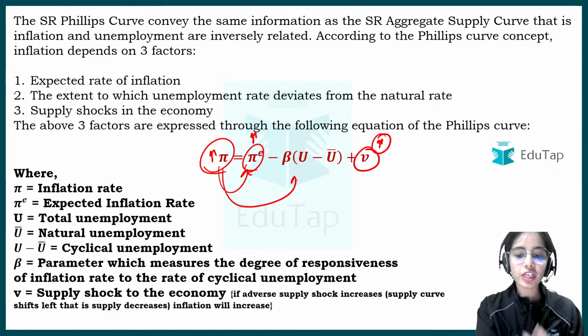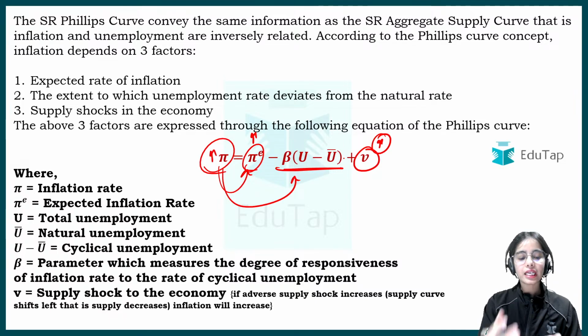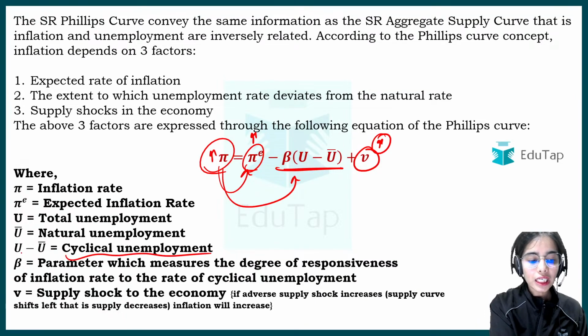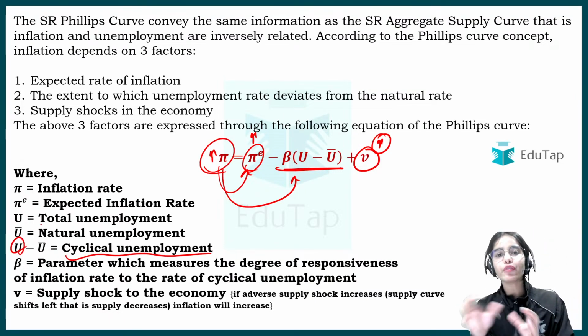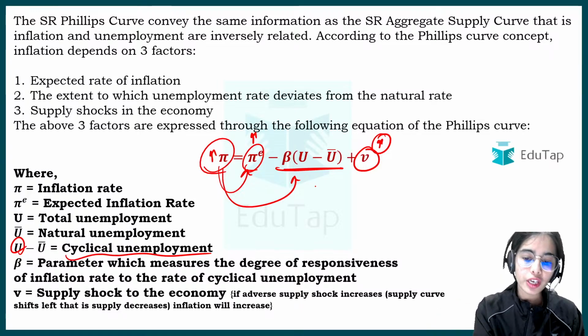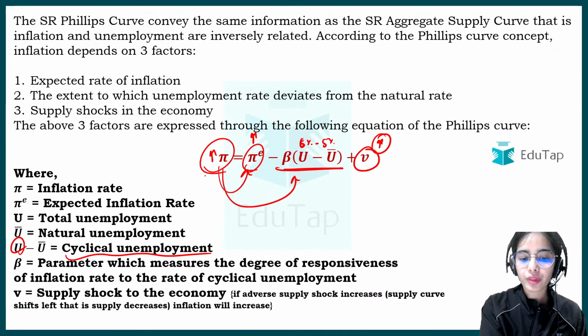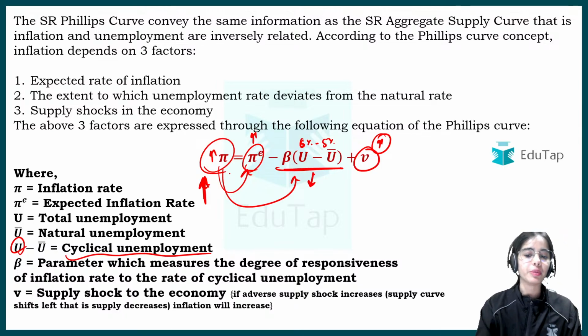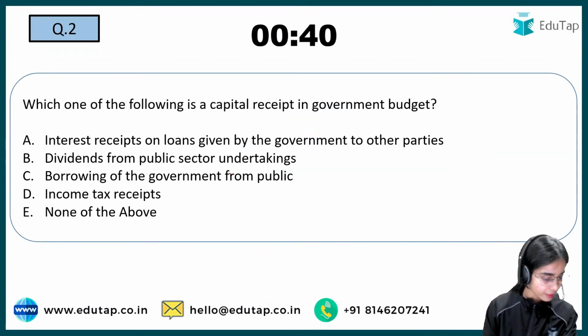And it negatively depends upon the cyclical unemployment, that is how much the current unemployment is different from the natural rate of unemployment. So if the current unemployment is very near to the natural rate of unemployment, that means inflation will be low. If the current unemployment is low, that means inflation will be high and such. So this is the idea.